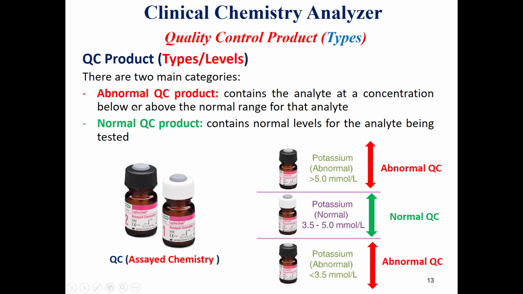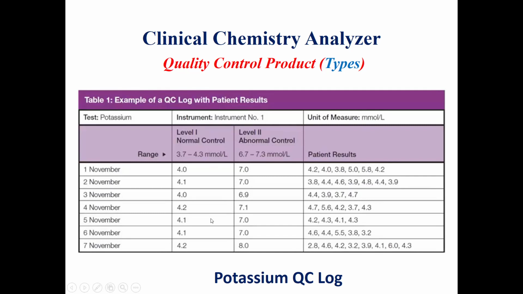Now we'll talk about the second classification scheme for the quality control products, which is based on the value or based on the range, whether it's a normal range or abnormal range, as we can see here, the normal range and abnormal range for the potassium analyte. Here also is what is known as a QC log, which shows the recording of the quality control values for the same quality control, for example, here level 1 and level 2 for the potassium analyte at different dates.